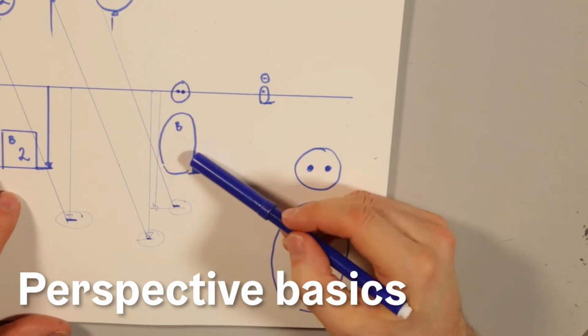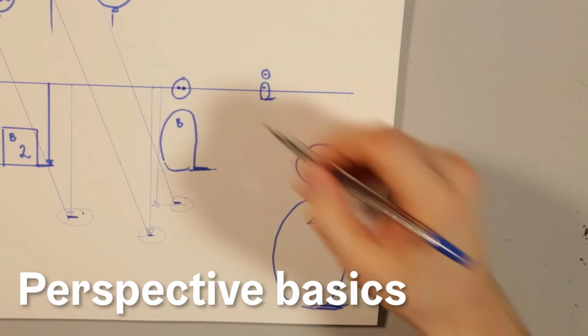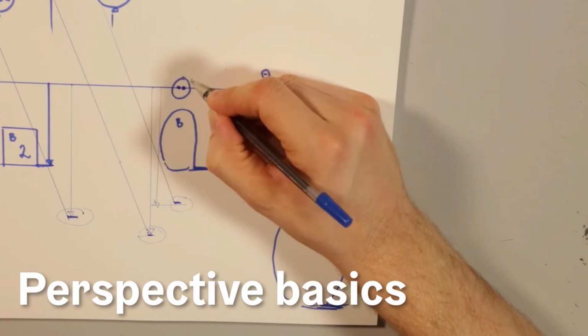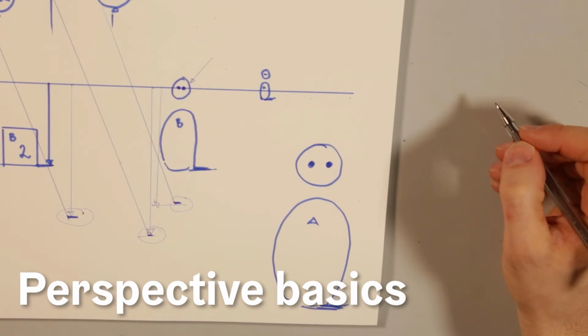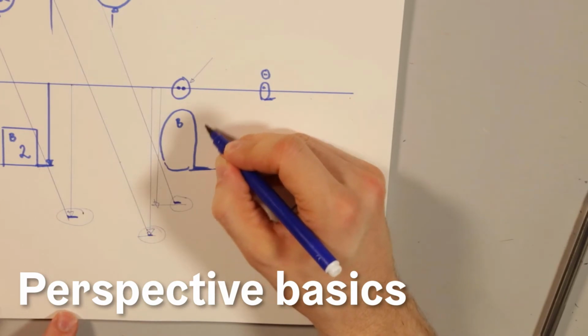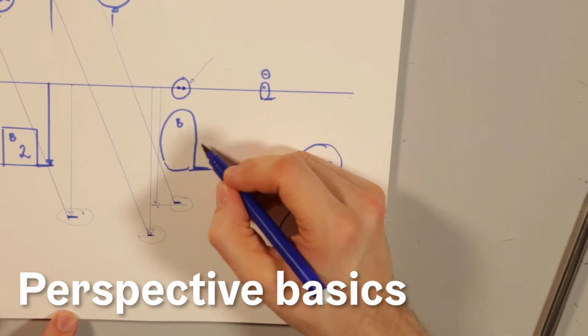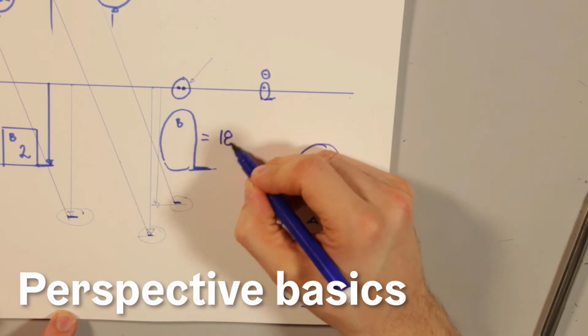A is the closest, B is the second one, and C is the farthest away. But who is the tallest of these people? A, B, or C? For this we go back to the first guy. Eye level is the horizon line. So, person B would be my height.